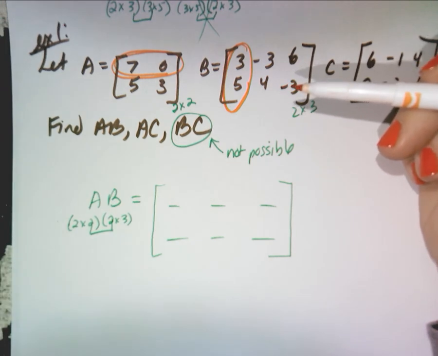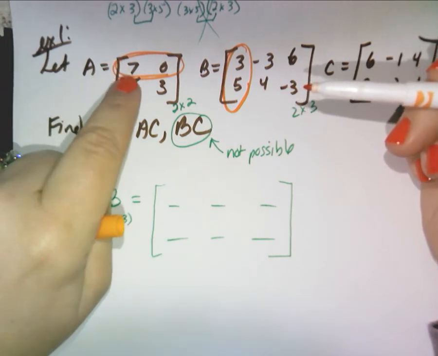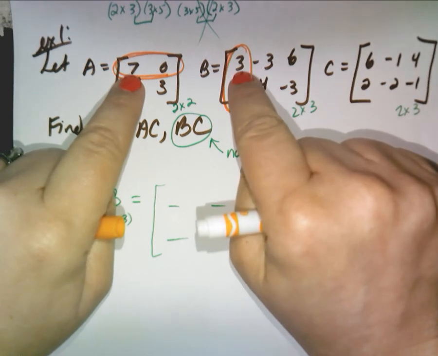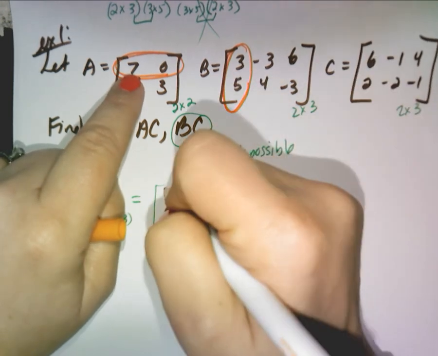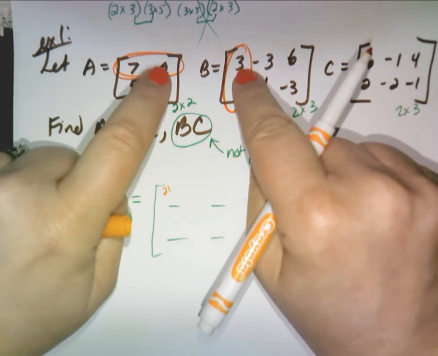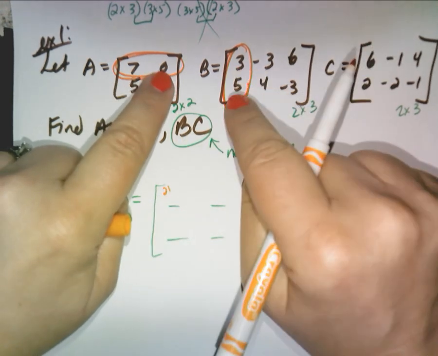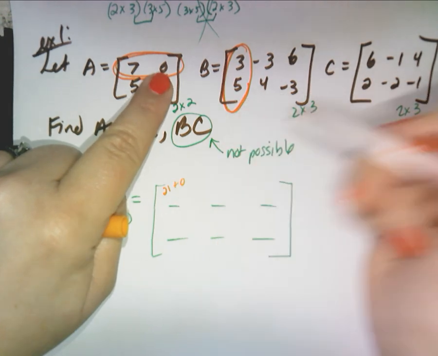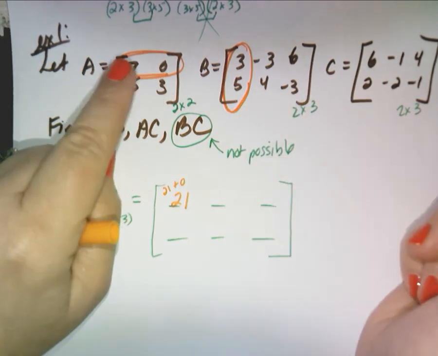So here's what I mean. Watch my fingers. I take element 1 from here, multiply those together. What do you get? 21. I'm just going to write it down here so you see what I'm doing. 0, multiply that with 5. What would that be? That's easy. 0. Add that together, and that is your answer in position 1.